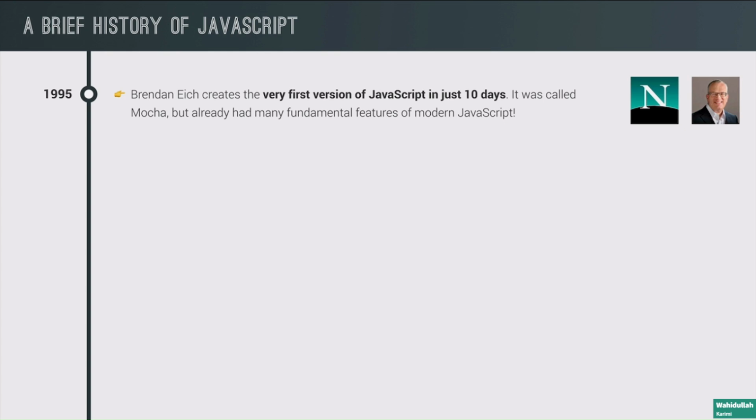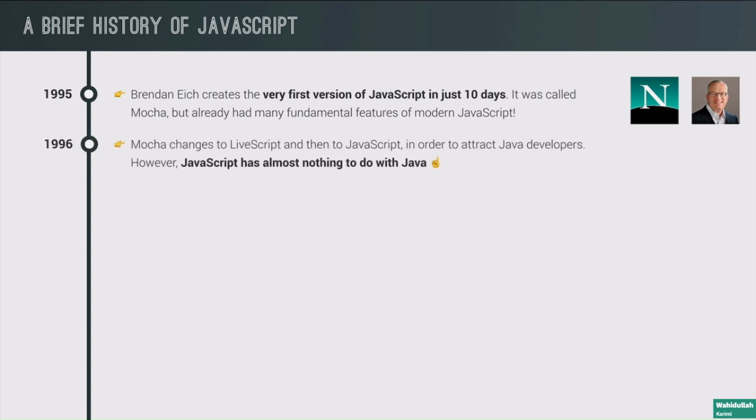Then in 1996, Mocha was renamed to LiveScript, which was then again renamed to JavaScript for one simple reason: to attract developers from the hottest language at the time, which was Java. So the Java in JavaScript was really just for marketing reasons, because the language itself has basically nothing to do with Java. Now, some beginners think that this is the case, but actually no. JavaScript and Java are two completely different languages.